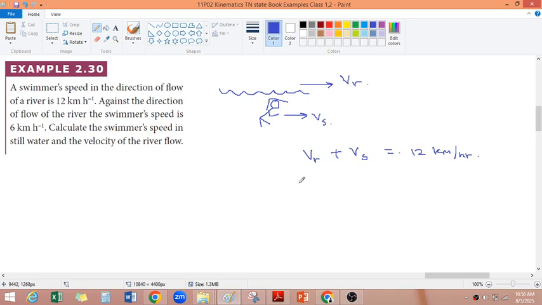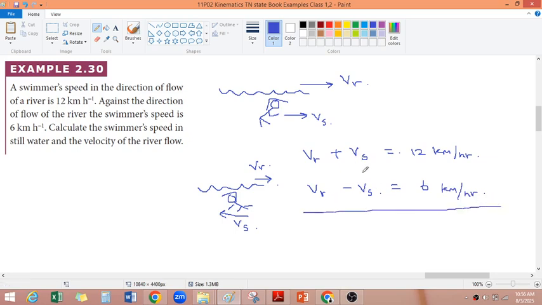Against the direction of flow of river means Vr minus Vs, because now you are going in the opposite direction. So the river is going in the forward direction, but you are going in the opposite direction. That is given as 6 km per hour. They are asking you to find Vr and Vs, that's all. So simplify this, you will get the answer.